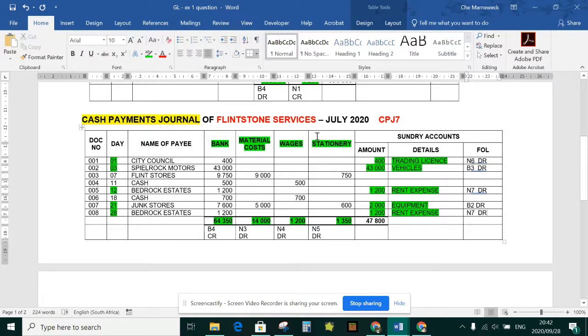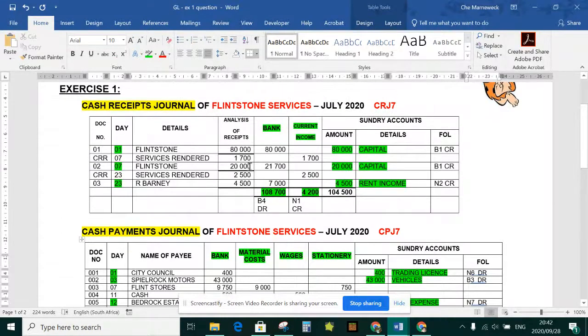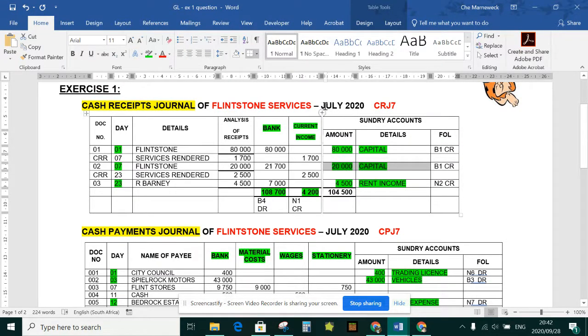The last thing we want to take note of before we start putting the information into our general ledger: if it is a column, so in the cash receipts journal, bank and current income are columns, you post the total of the column. If it's in sundry, you post the individual amount on the specific day. So you would need to know how many days are in July. July has 31 days, so we are going to post our columns on the 31st of July.